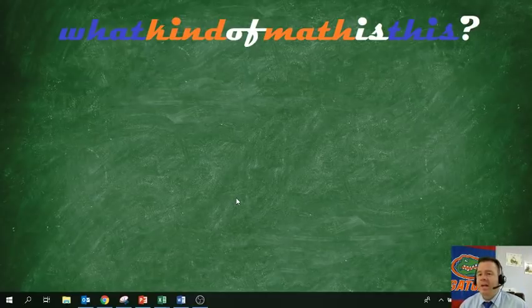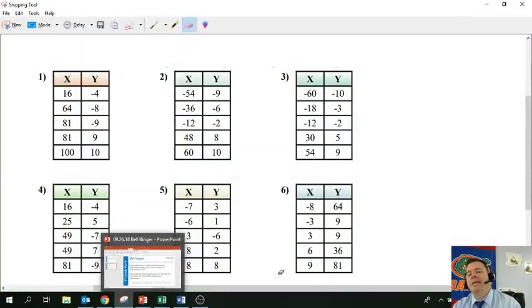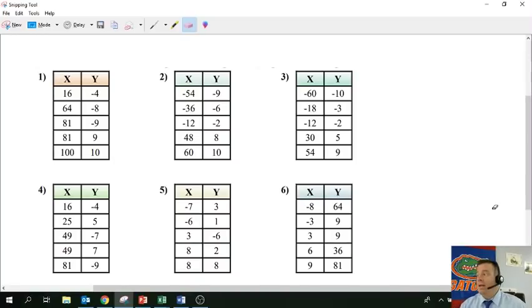Today's video is going to be on how to determine if a table is a function or not. Let's go ahead and get started. For you, I have 6 examples. This is actually going to be not too long of a video because it's going to be pretty simple.